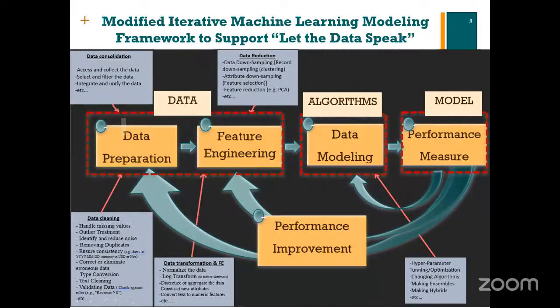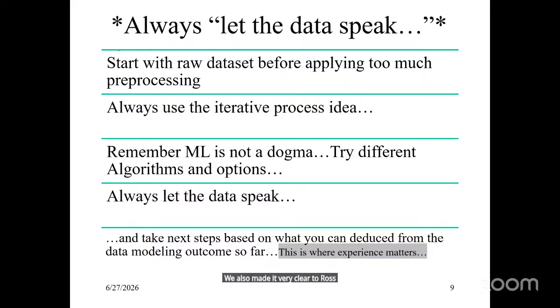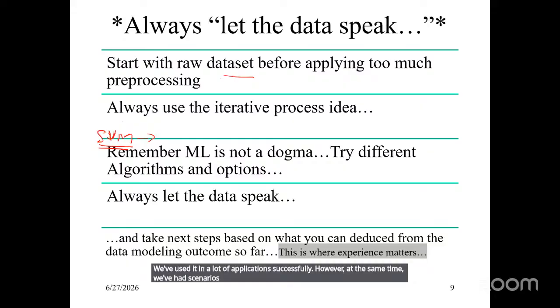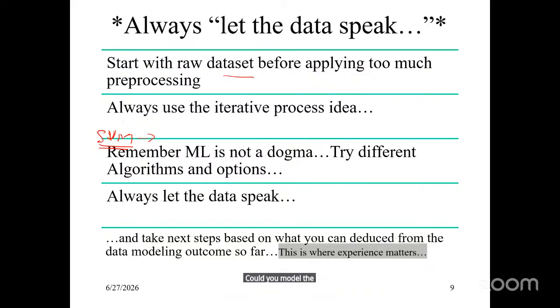We also made it very clear to us that we should always remember, always let the data speak. Start with the raw data set before applying too much preprocessing. Always use the iterative process idea. Remember, machine learning is not a dogma. Try different algorithms and options. SVM is a very excellent algorithm, but yet you don't say it's the best. We've used it in a lot of our applications successfully. However, at the same time, we've had scenarios where support vector machine couldn't model the data comfortably for us. We have to use other simpler algorithms.